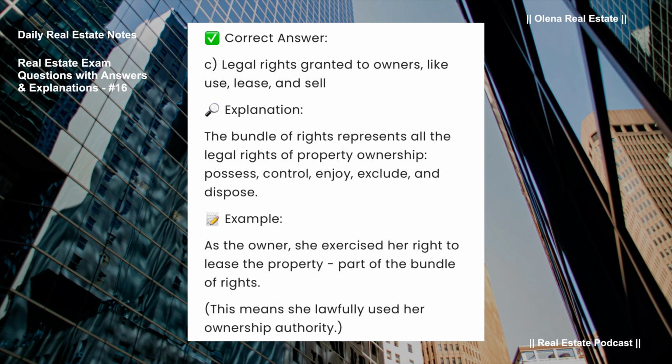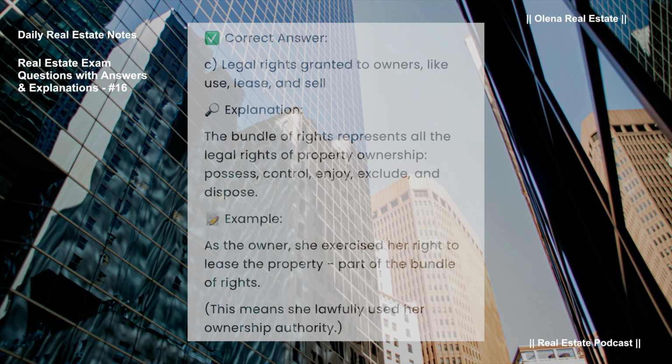The bundle of rights represents all the legal rights of property ownership: possess, control, enjoy, exclude, and dispose. For example, as the owner, she exercised her right to lease the property, part of the bundle of rights. This means she lawfully used her ownership authority.